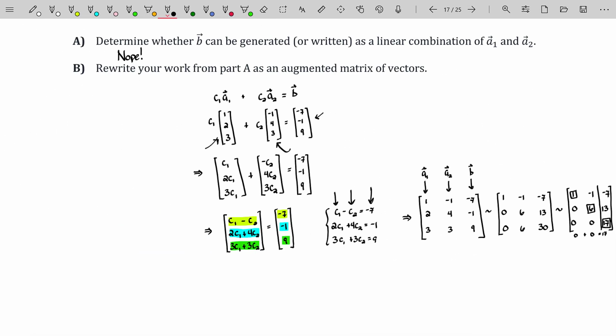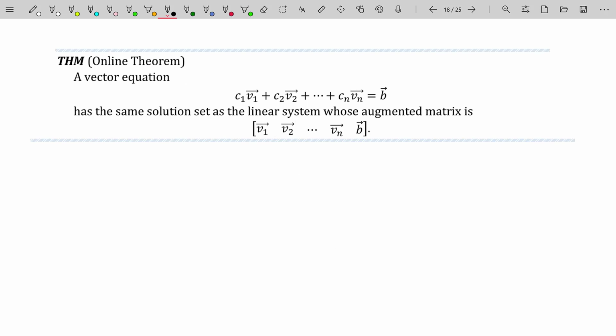Now note in part B here, we're asked to rewrite our work from part A as an augmented matrix of vectors. And we sort of already did it right here. As an augmented matrix, the first column was the vector a sub 1, the second column was the vector a sub 2, and then the augmentation column was the vector b. That notation is very powerful, and we're just about to use it in a theorem. And that theorem is this guy right here.